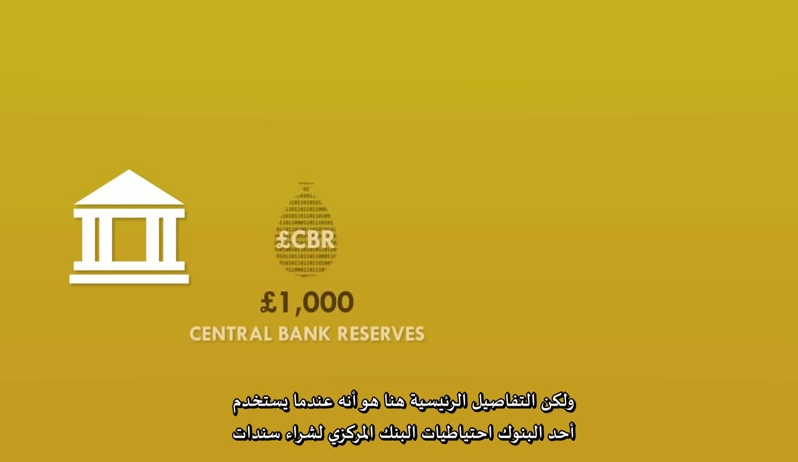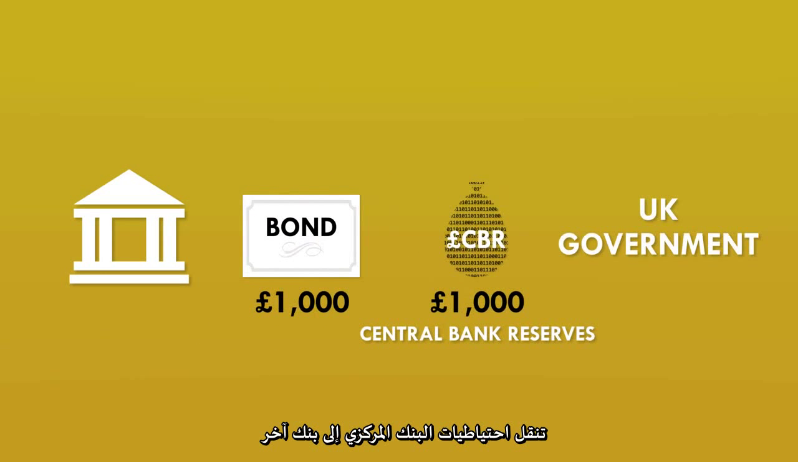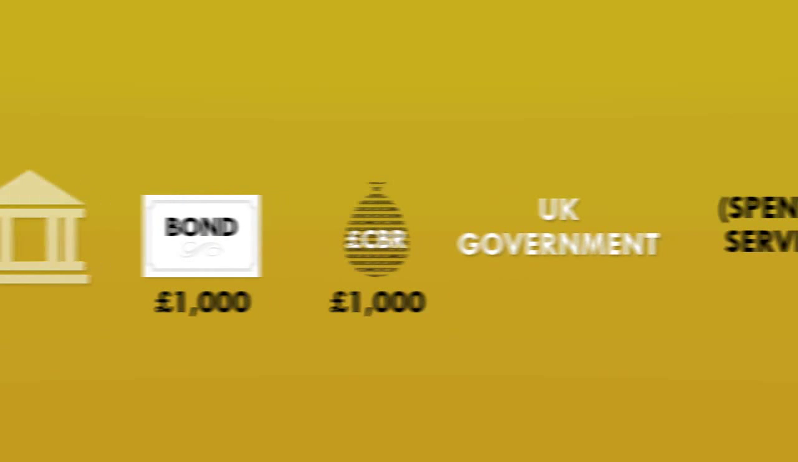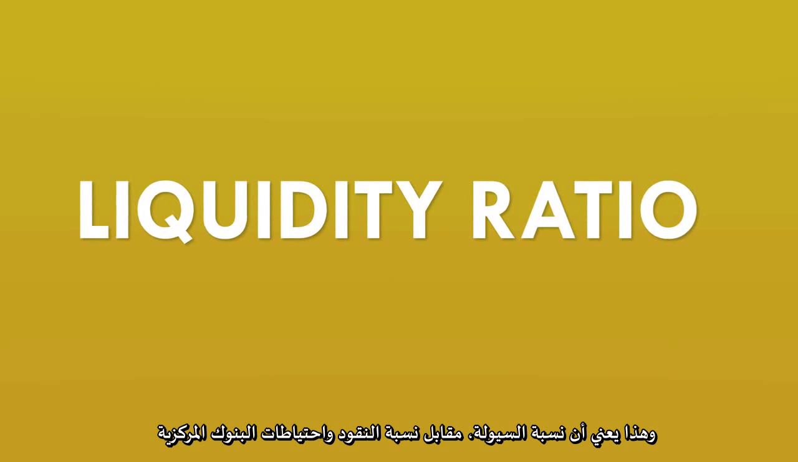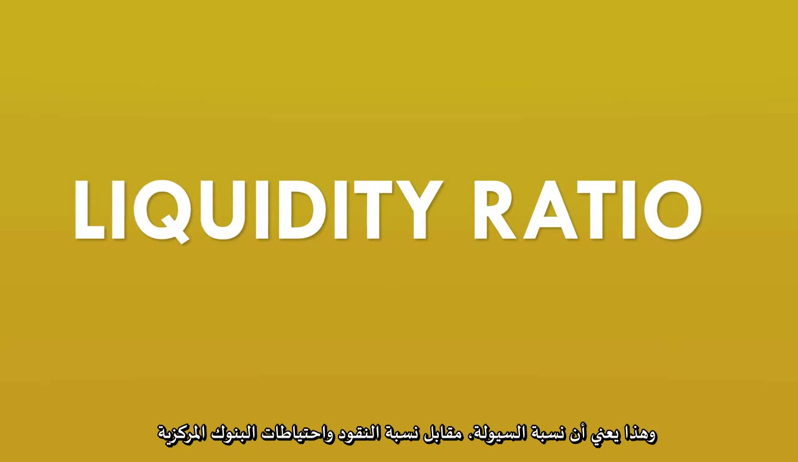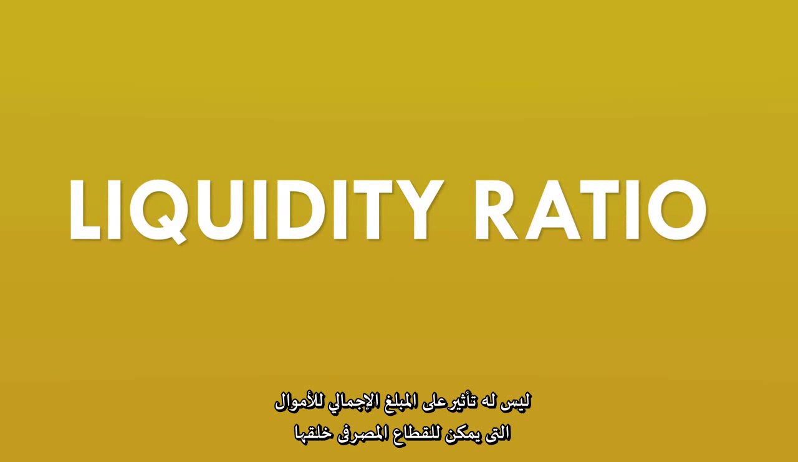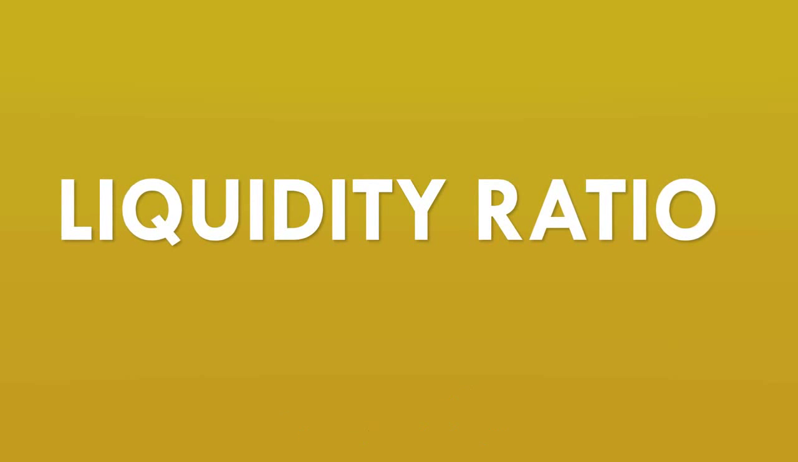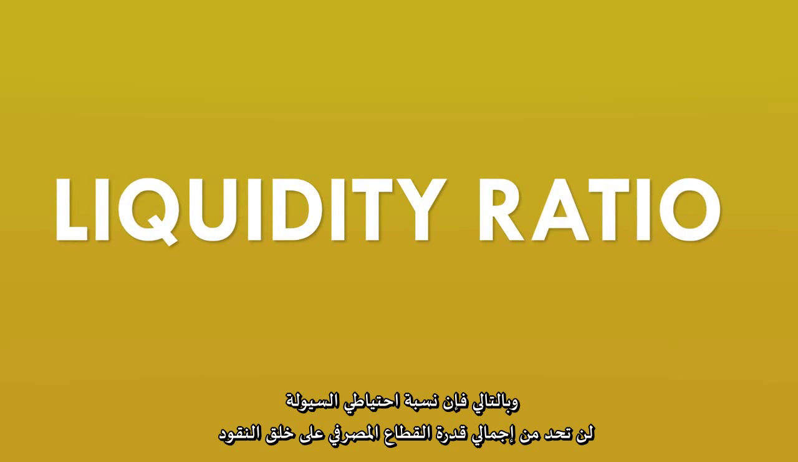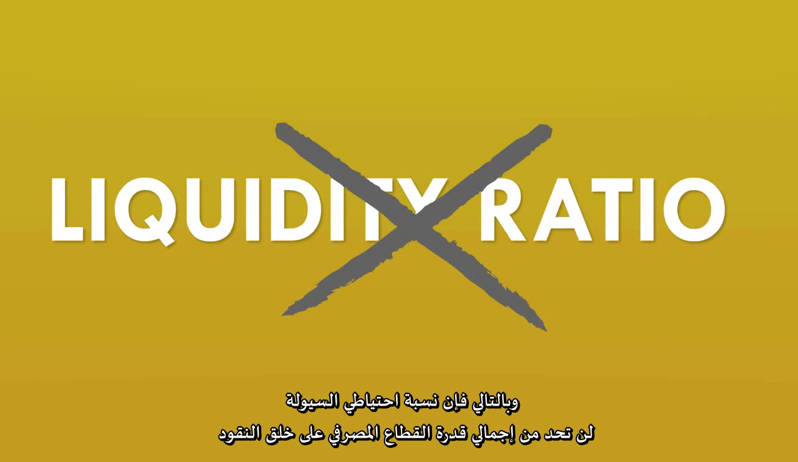But the key detail here is that when a bank uses central bank reserves to buy bonds, the central bank reserves then belong to another bank. In other words, they're not removed from circulation, they're still circulating through the system. This means that a liquidity ratio, as opposed to a proper cash and central bank reserves ratio, has no limiting effect on the total amount of money that the banking sector as a whole can create. So a liquidity reserve ratio will not limit the banking sector's total ability to create money.